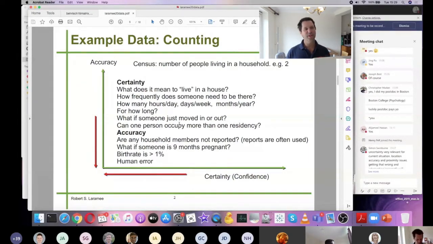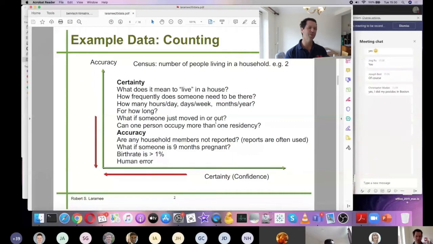What if somebody is 9 months pregnant? How do they count? Do they count as one person? Do they count as two people? What if they're pregnant with twins? Does that count as 3 people? And you might think, oh, well, that's an unusual situation. No, actually, that's a very, very common situation because the birth rate is above 1%.